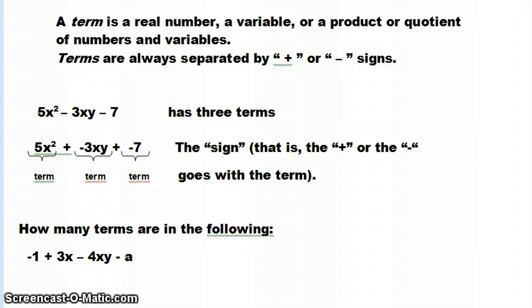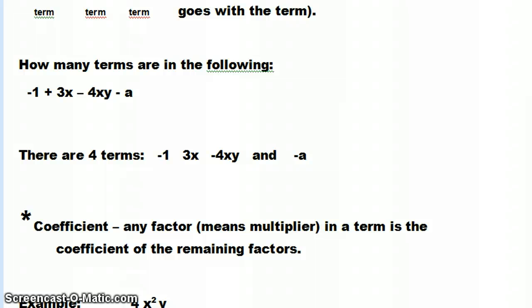The first expression that we see there has three terms. Those terms are 5x to the second, a negative 3xy, and a negative 7. The sign always goes with the term. Whether it's a positive or a negative sign, it always goes with it. So the first term is a positive, the second term has a minus 3 in front of it, and the last one is the negative 7. How many terms are in that expression right there? So it actually has 4 terms, and those are listed as you can see them.